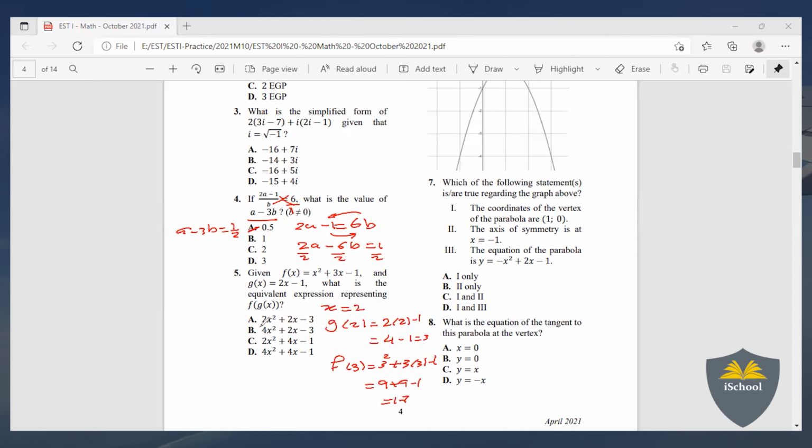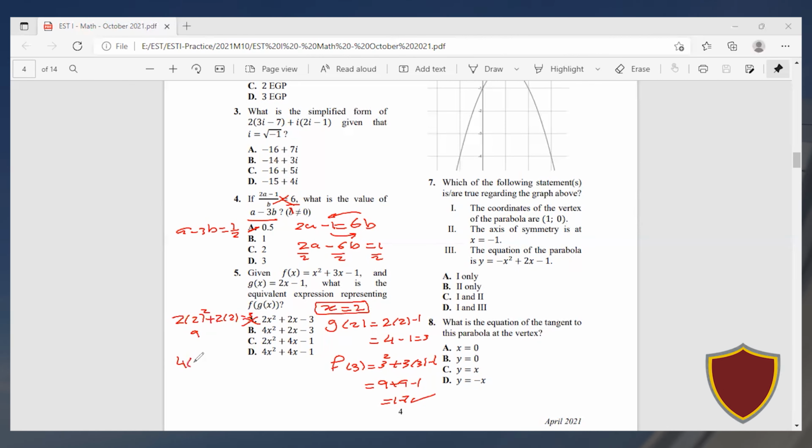Come back to the choices and substitute x equal 2. When we get 17, I will take that function. So in the first one, we have 2 times 2 power 2 plus 2 times 2 minus 3. So 4 times 2, 8, 8 plus 4, 12, 12 minus 3, which equals 9. So we didn't reach 17. Then the first choice is wrong.